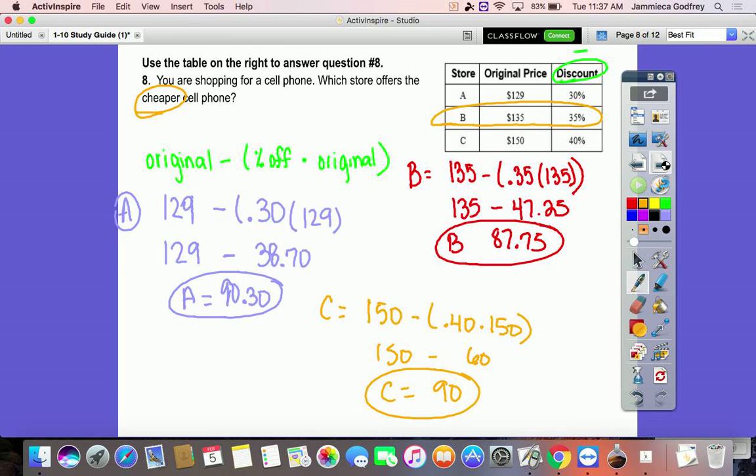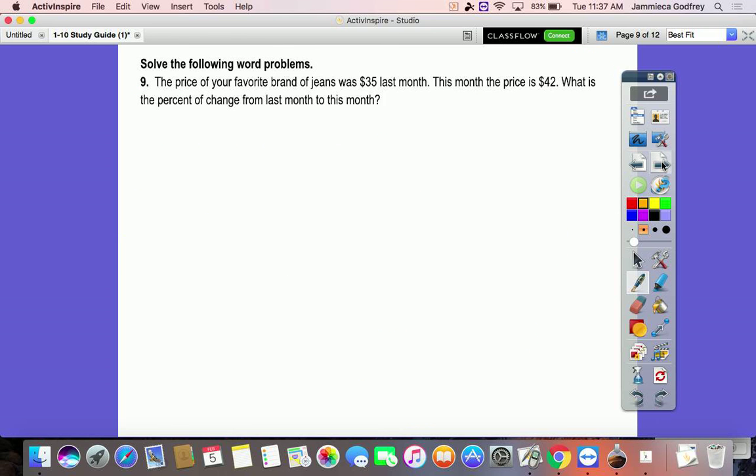Moving on to question number 9. The price of your favorite brand of jeans was $35 last month. This month, the price is $42. What is the percent of change from last month to this month? So this one calls for percent of change. You have to know how to calculate this. You need to know this equation. That is percent over 100 is equal to change over original.